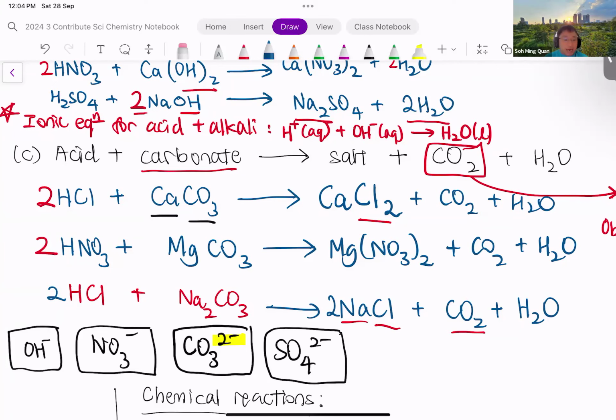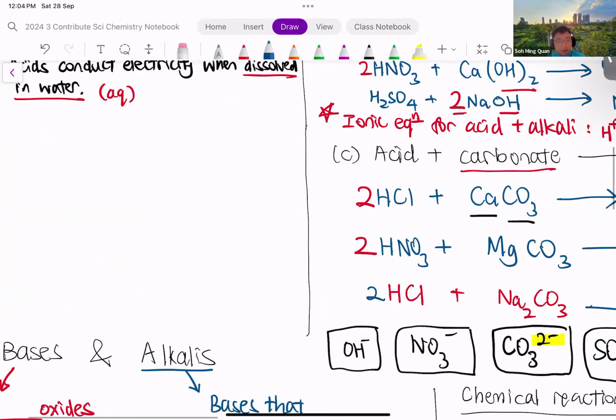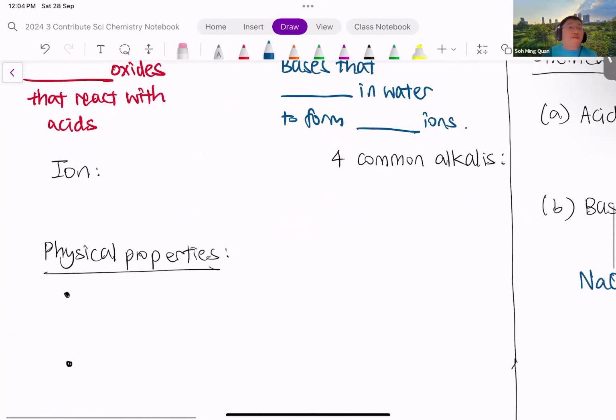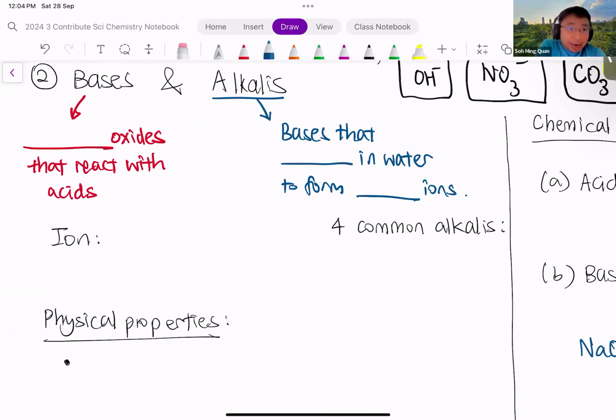So now let's move on to alkalis or bases. Now, bases and alkalis are the opposites of acids. Okay, so acids are important chemicals. Bases and alkalis are also important, but they are opposite in properties. So what are bases? Bases are metal oxide. So if you have a metal with oxygen, metal oxides are basic. Okay, they react with acids. Okay, so if you are base, you react with acid. Base don't react with base. Base must react with acid. Okay, opposites react together.